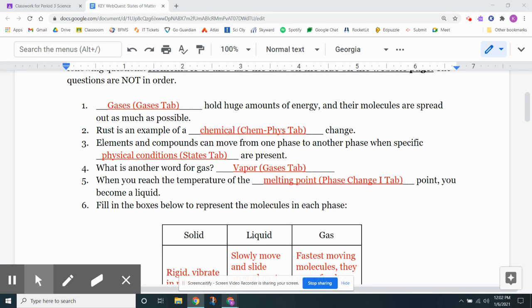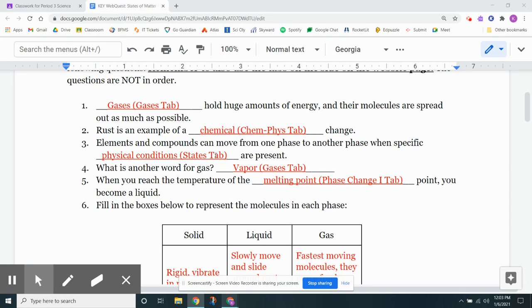Number 3, elements and compounds can move from one phase to another phase when specific physical conditions are present. If you just put conditions, that's fine. The 2 conditions that they are talking about there are pressure and temperature, which is a reminder and a refresher from our Brain Pop video. And that was from the states link or states tab.